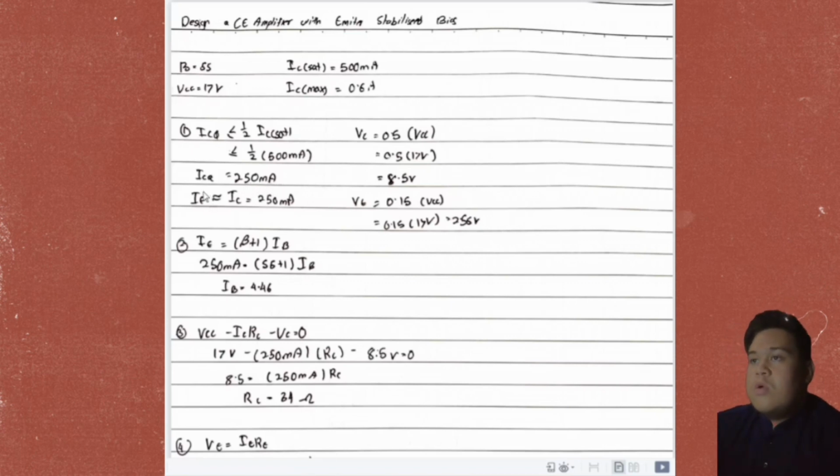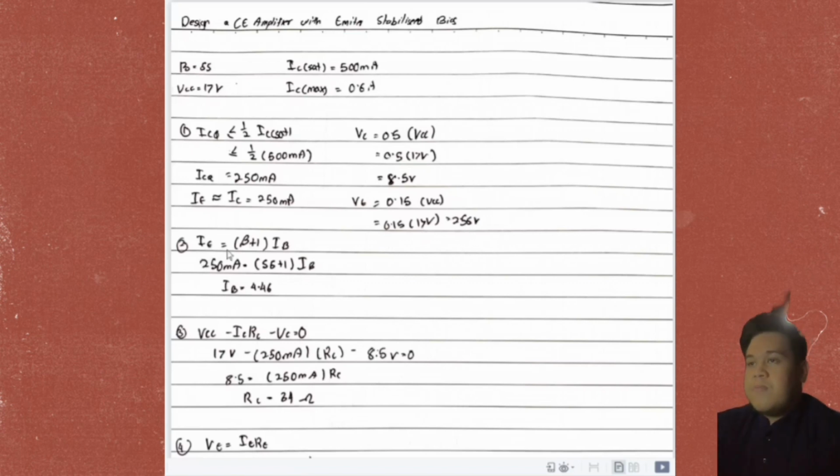So we know IC equals IE, which is 250 milliampere. So next, from the table data sheet, we can find the VC, which is 0.5 times VCC, 17 volt, and we get the answer for VC is 8.5 volt. For VE, we can find with 0.15 times 17 volt, and we get the answer.